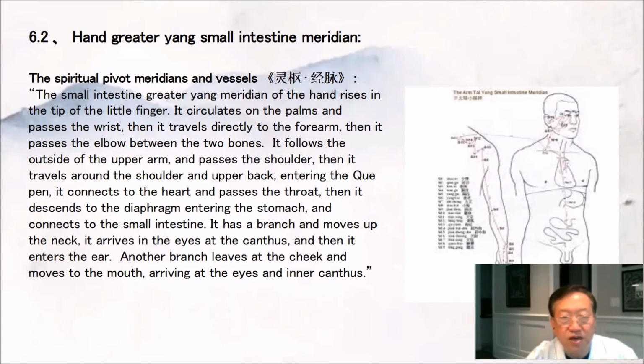It passes the shoulder. Then it travels around the shoulder and upper back, entering the chui pen. It connects to the heart and passes the throat. Then it descends to the diaphragm, entering the stomach, and connects to the small intestine. It has a branch which moves up the neck, arrives in the eyes at the canthus, and then it enters the ear. Another branch leaves at the cheek and moves to the mouth, arriving at the eyes and inner canthus.